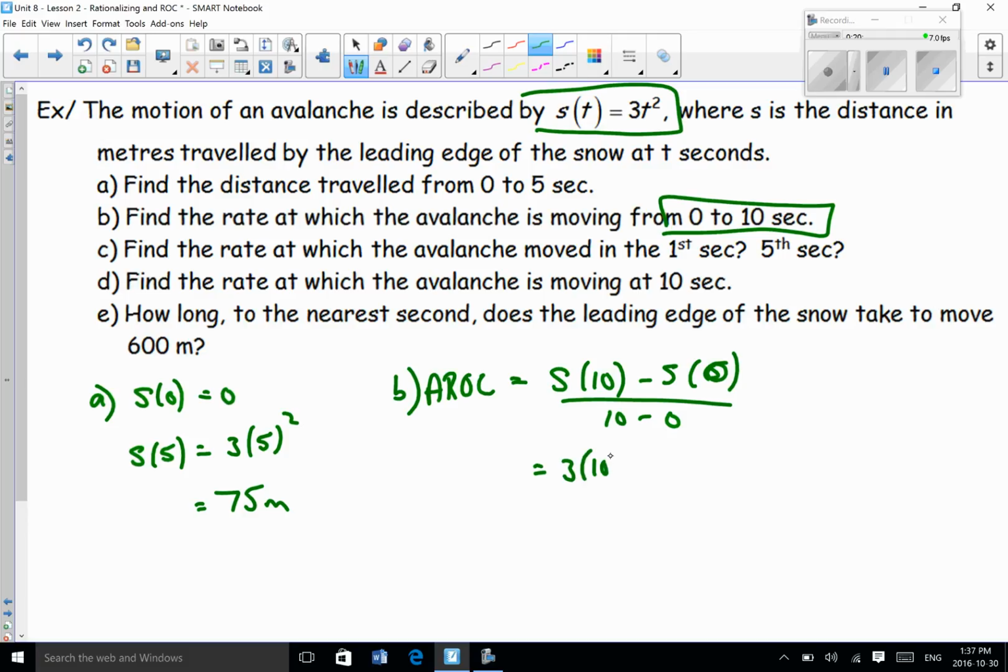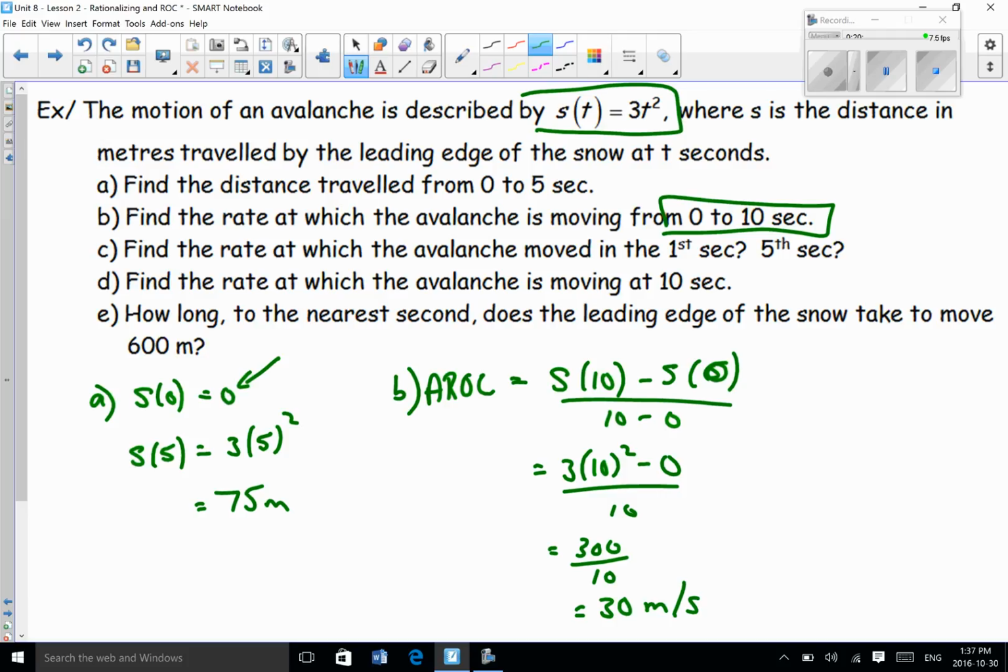So 3 times 10 squared minus 0. We already know the displacement is 0 at 0. We did that over here. Divided by 10. So we get 300 over 10, or it's moving 30 meters per second in the first 10 seconds.